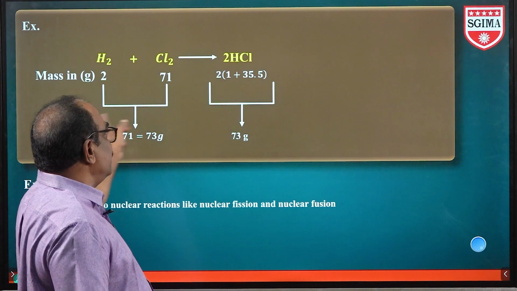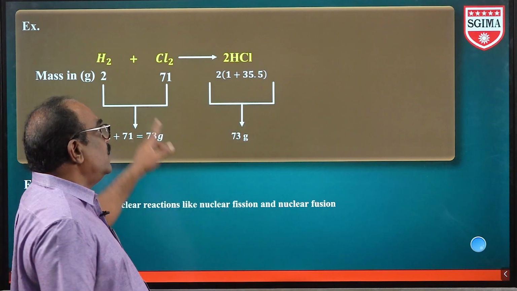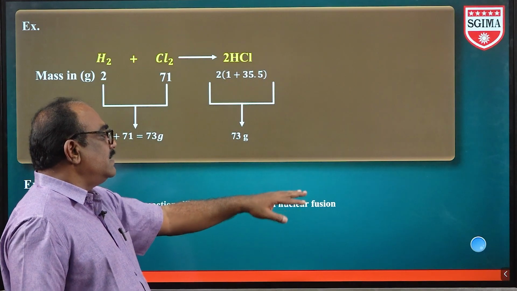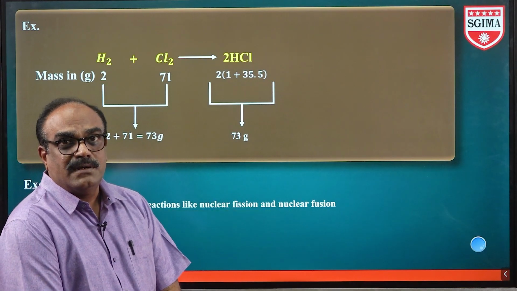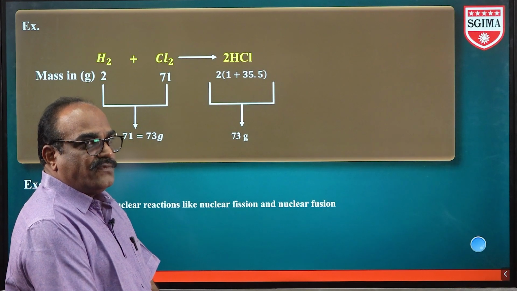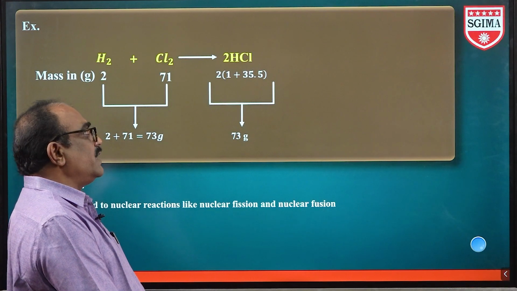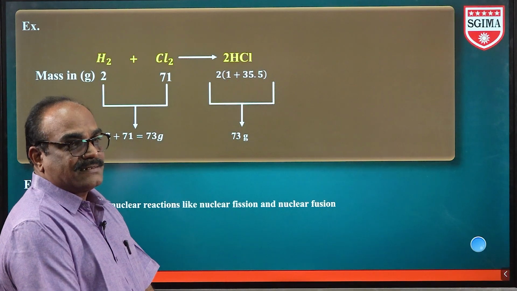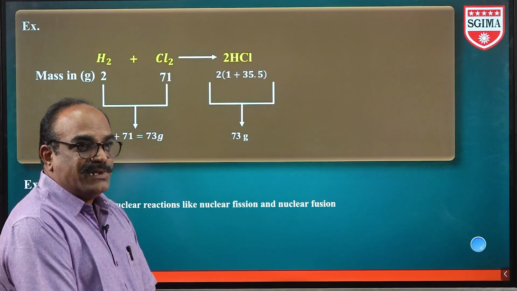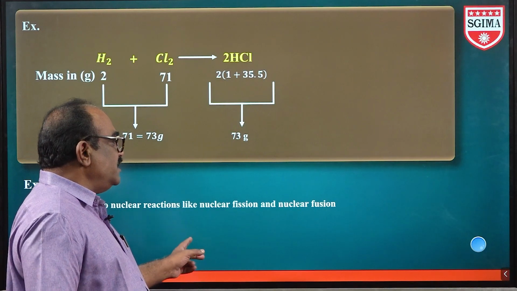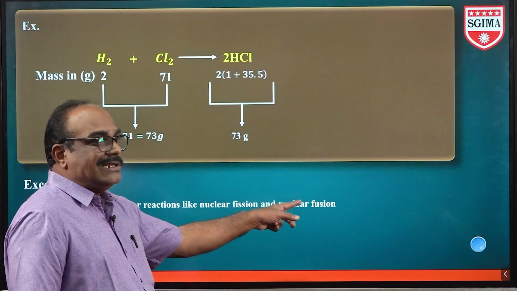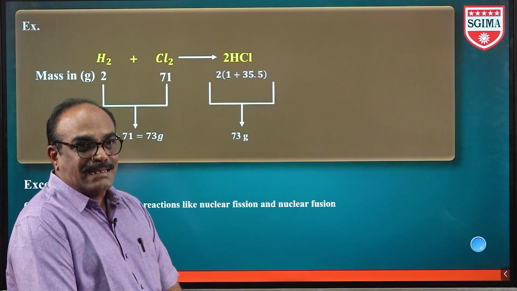Please remember that in this reaction, both the reactants are completely consumed. After the reaction, no hydrogen is left, no chlorine is left. The total reactants got converted into products. While applying this law, we need to be careful about a few reactions for which you cannot apply the law of conservation of mass, particularly nuclear reactions. Nuclear reactions are reactions in which the nucleus is involved. Nuclear fission and nuclear fusion can be taken as examples of it.